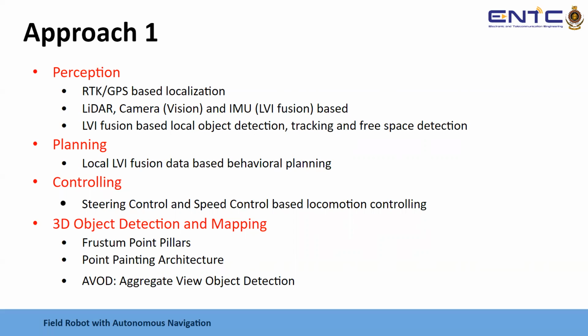And for controlling, for both approaches, we plan on using steering control and speed control based locomotion controlling. And for 3D object detection, we came up with three methods: frustum point pillar, point painting architecture, and aggregate view object detection. And we intend to use frustum point pillars.